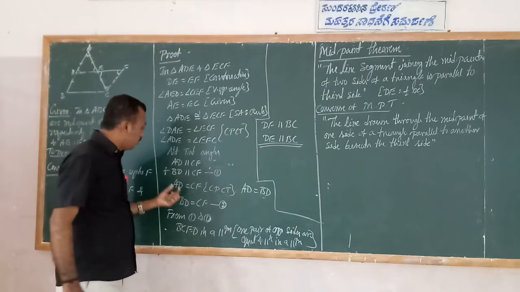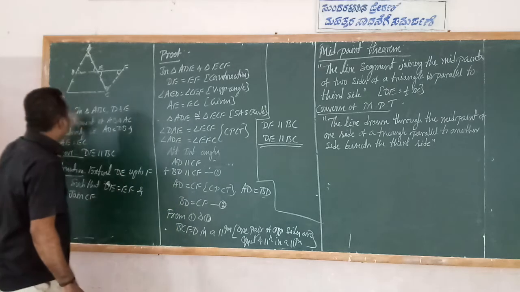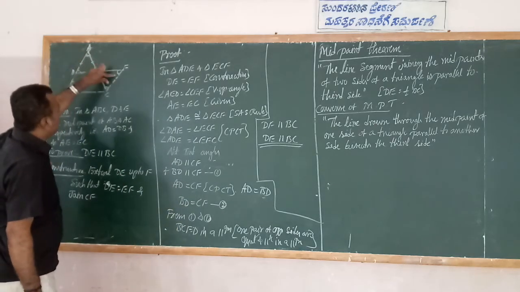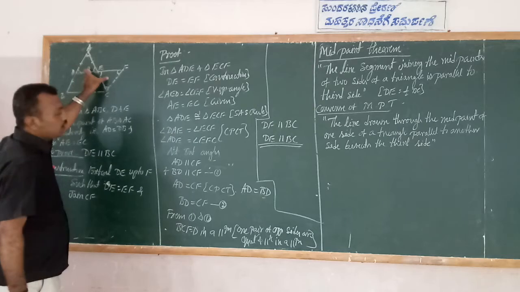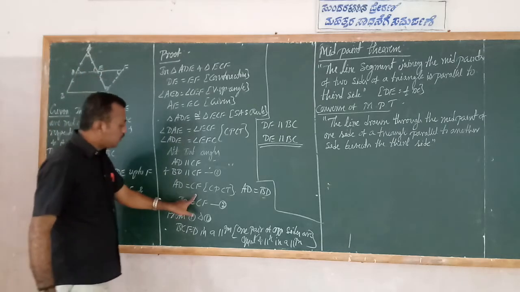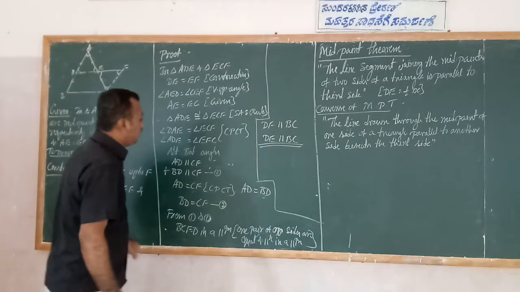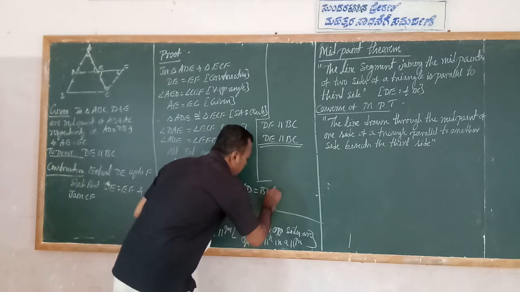Equation number 1. Then AD is equal to CF by the condition of CPCT because these two triangles are congruent. That's why AD is equal to CF. And AD is equal to BD. This is given.